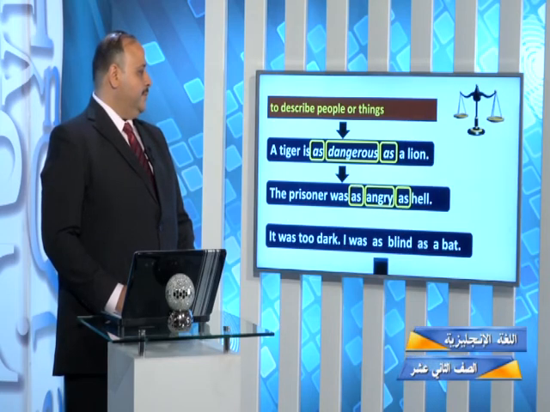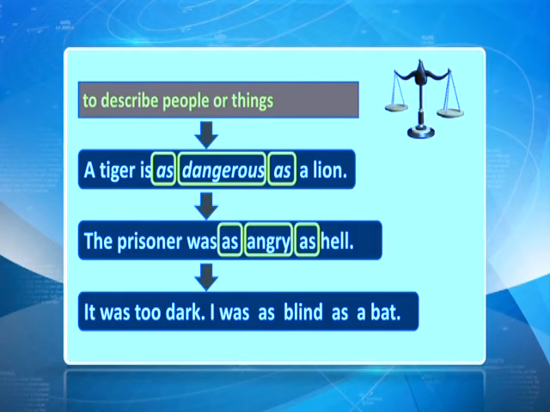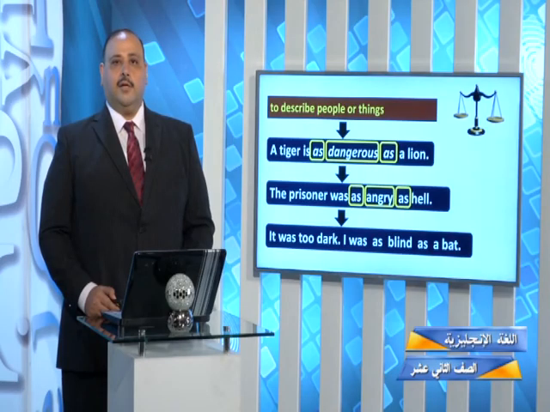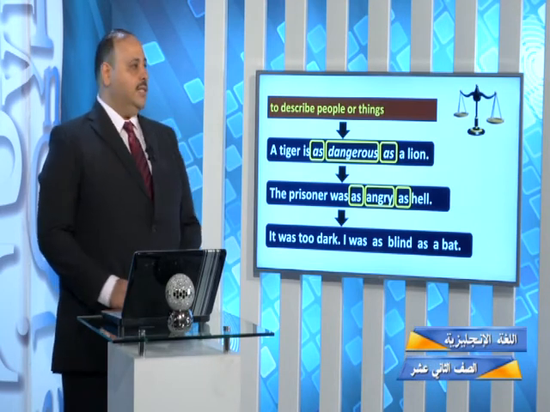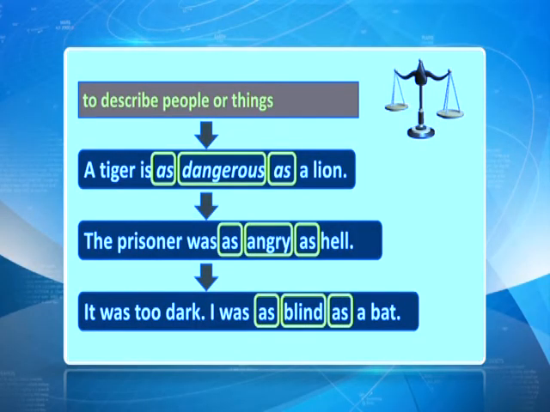Another example. It was too dark. I was as blind as a bat. Now, what is the similarity? How do I use as, adjective, as? Why do I use it? I use it because it's too dark. If it is too dark, you cannot really see. A person becomes like a bat. The bat does not really see, but depends on its sound. So it's a kind of description. That's why we say, I was as blind as a bat.